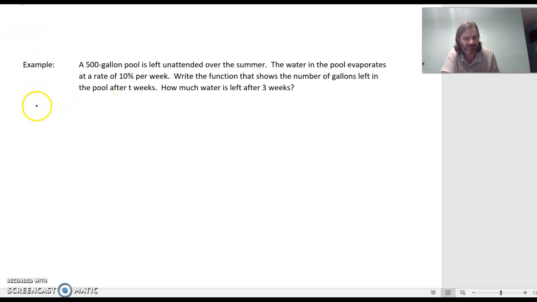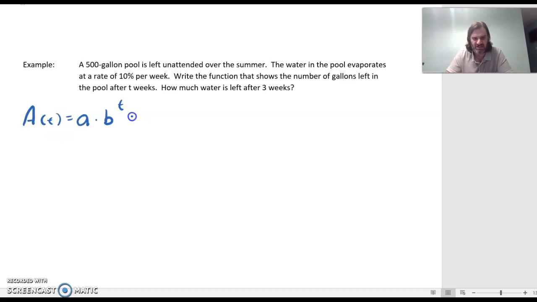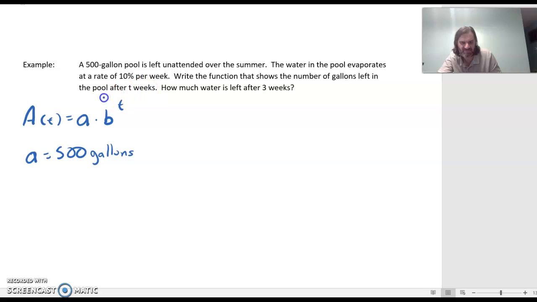So let's see here. Our template for our function is A of t equals little a times b to the t. So we need little a and we need b. So we need a, which is our starting amount. That is the 500 gallons of water or whatever is in the pool. Now it says we're evaporating at a rate of 10% per week.